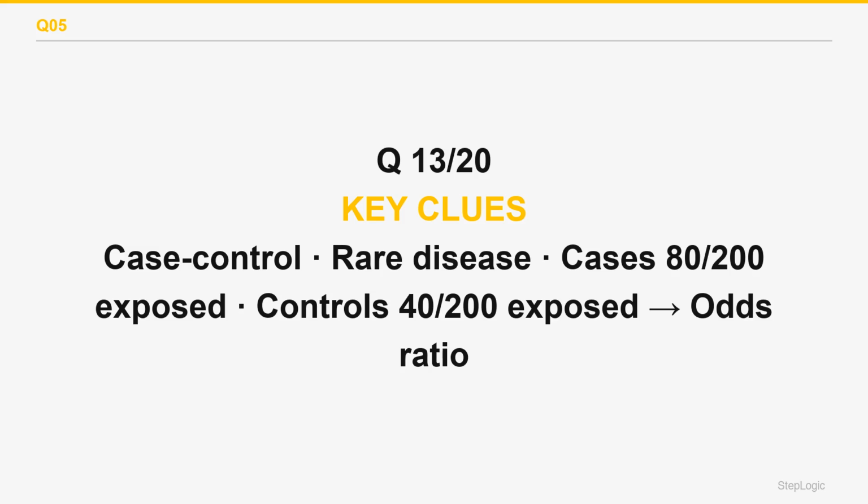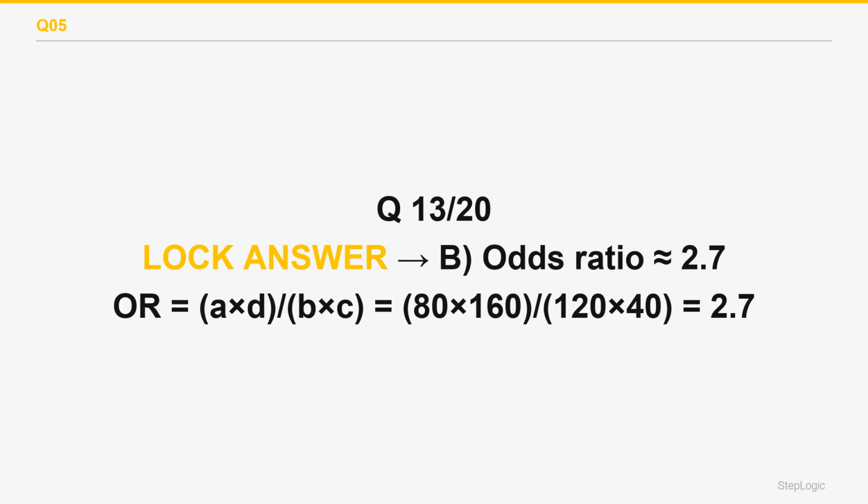Build the 2x2 table. Among cases, 80 exposed, 120 unexposed. Among controls, 40 exposed, 160 unexposed. The odds ratio is the cross product: 80 times 160 divided by 120 times 40. That is 12,800 divided by 4,800, which is about 2.7. The odds ratio of 2.7 means the cancer cases had about 2.7 times the odds of exposure compared with controls.